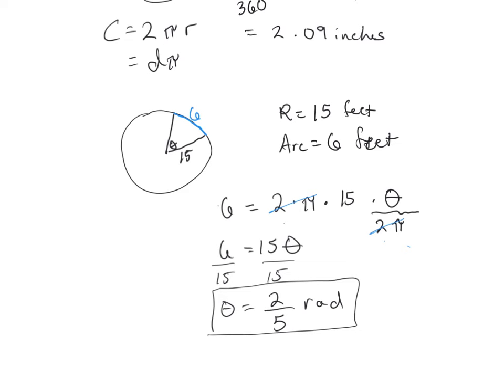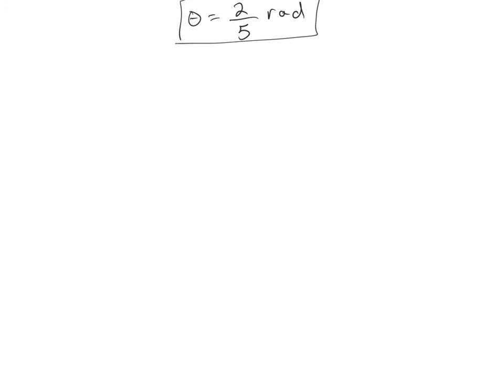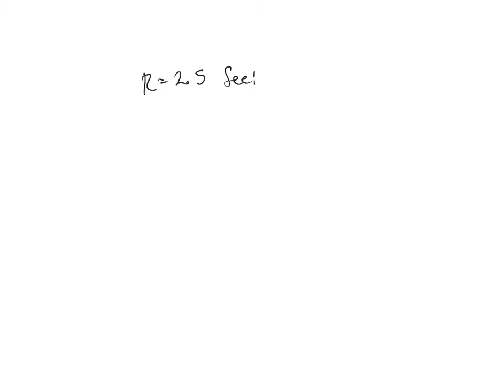Let's go to, instead of now the arc length, let's work with area. So let's say we are given the area of the sector. They want us to find the area of the sector. We are given the radius is 2.5 feet. The central angle is 135 degrees.